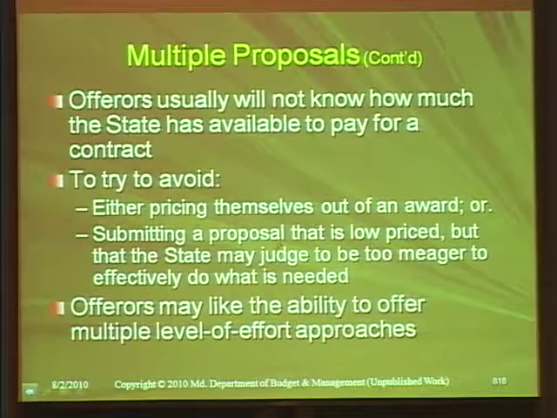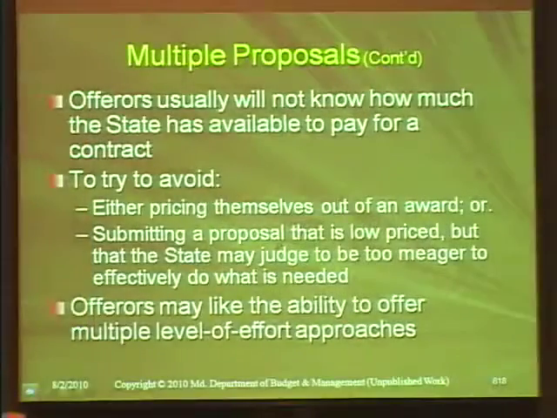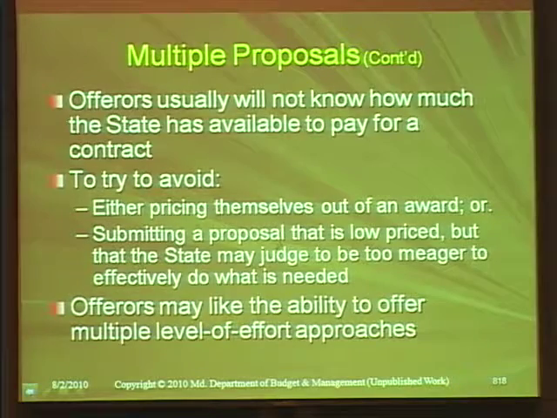Offerors usually will not know how much the state has available to pay for a contract, to try to avoid either pricing themselves out of an award, because sometimes if they don't know what that bottom line affordability is, they may not know that they're giving a price that is just so unaffordable you look at it and kind of laugh, say, yeah, go away. Or the opposite, submitting a proposal that is low price but that the state may judge as being too meager to effectively do what is needed. So offerors may like the ability to offer the multiple level of effort approach.